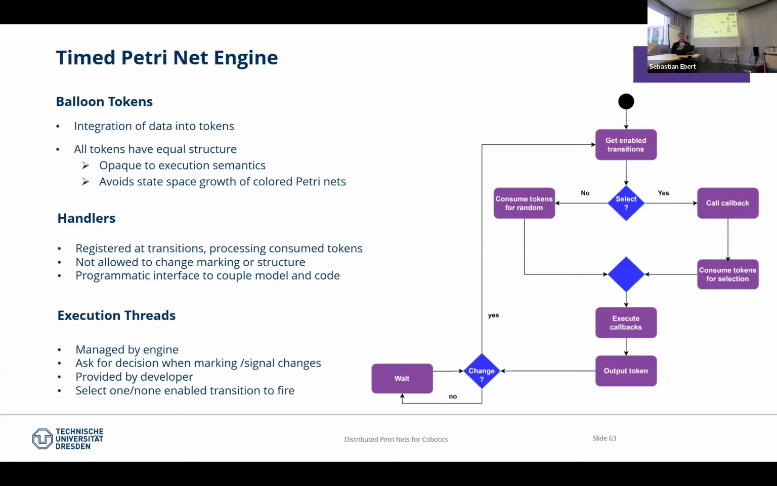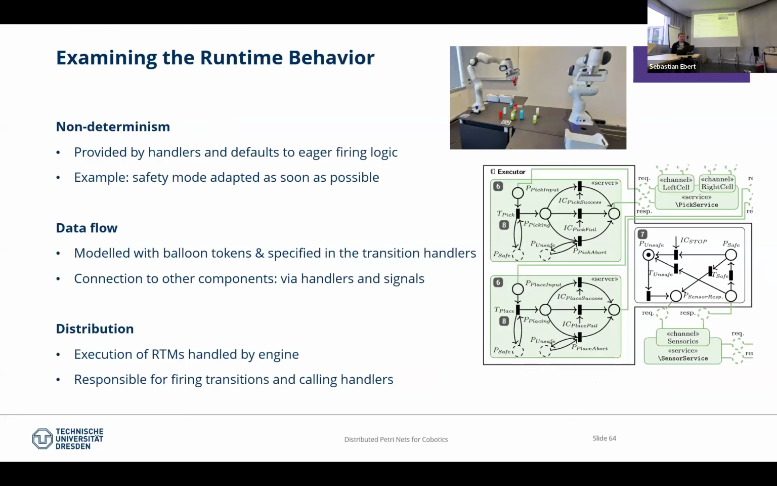By using this mechanic, we basically preserve three properties. First, non-determinism, because handlers and these threads do not change the eager firing logic. We have a data flow based on the Boolean tokens, and everything is distributed because we can run across the engine on multiple nodes and they can communicate based on tokens.